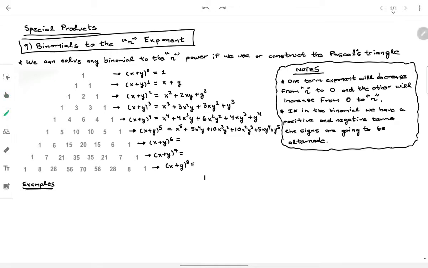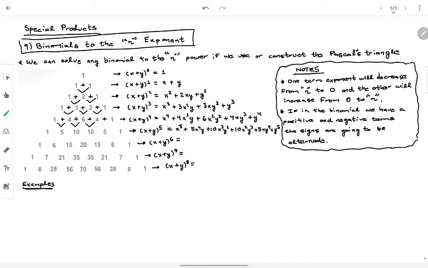To construct the next level, if I add 1 and 1, we get 2. If I add 1 and 2, we get 3. If we add 2 and 1, we get 3. If we add 1 and 3, we get 4. If we add 3 and 3, we get 6. If I add 3 and 1, we get 4. And we can continue to the n power, but that's the way of constructing Pascal's triangle.